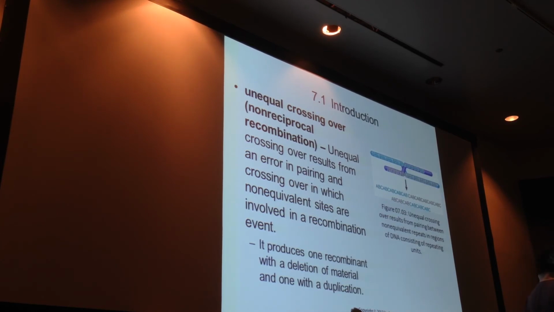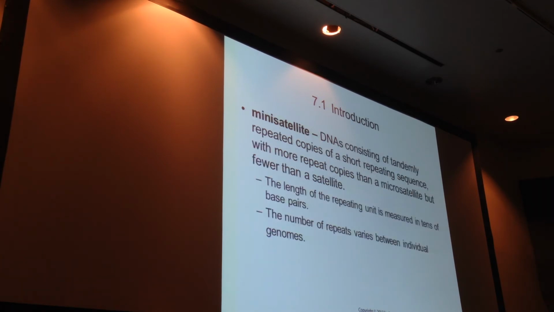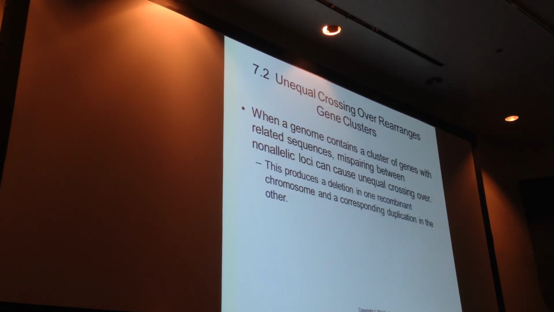Yeah? Is this a possible explanation for Fragile X? No, well, Fragile X is that case, but there's what's called a CAG repeat within the gene, and it expands through unequal crossover in part. And that causes you to have Fragile X, but that is one of the ways that happens. So it's important, and this happens quite a bit, in many regions, in many satellite DNA.